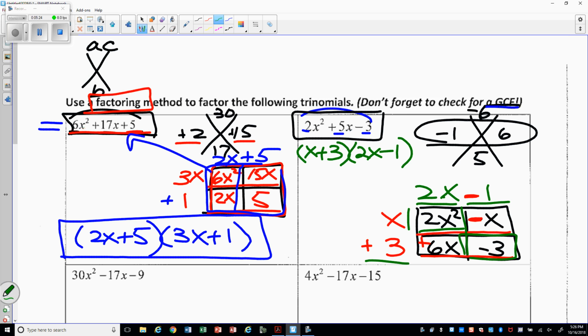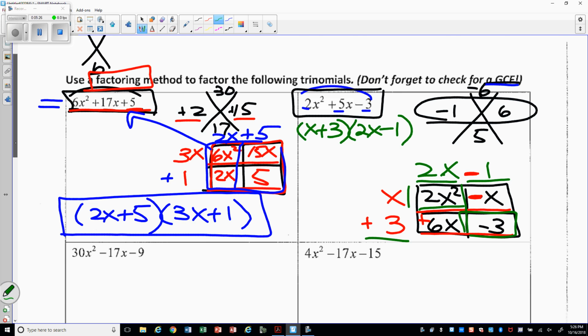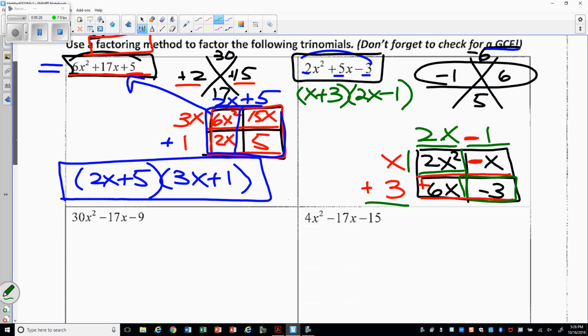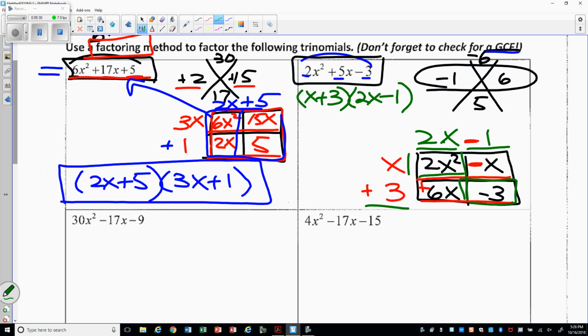It's always good to just do an easy check to make sure your signs are right. Okay, and so these are the two factors. So that's not so bad at all. All right, and it can be very complicated, like if you have a 30 here, like this, right? 17 and 9. Was there a common factor between any of those?